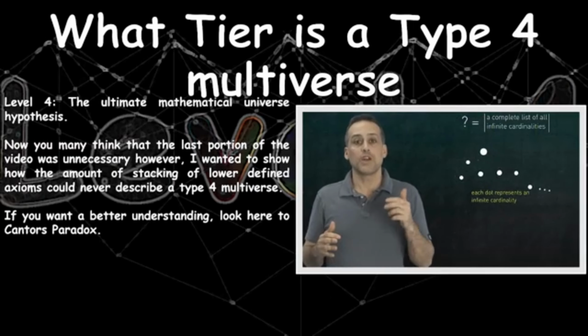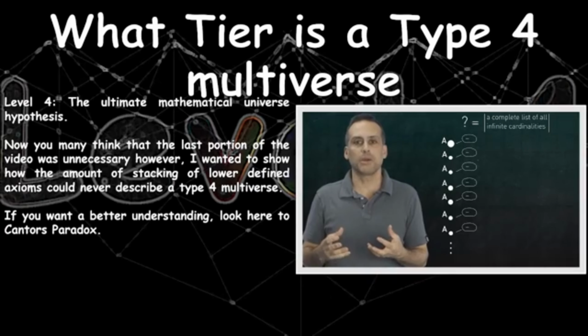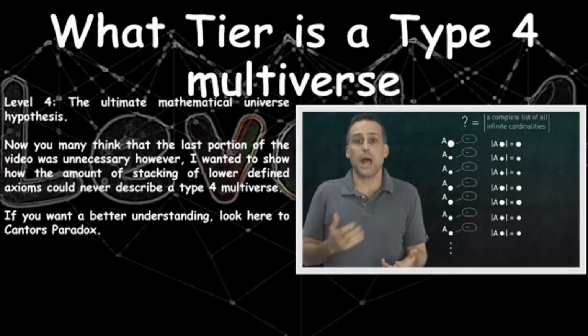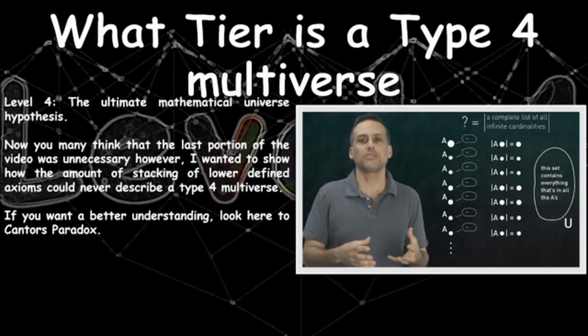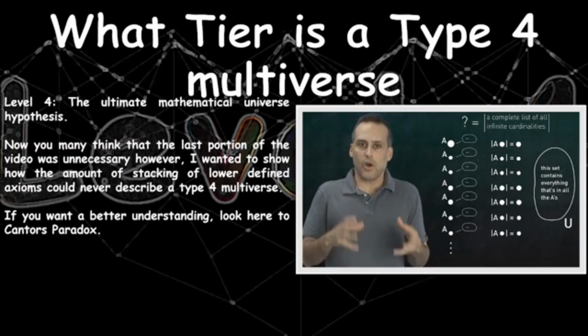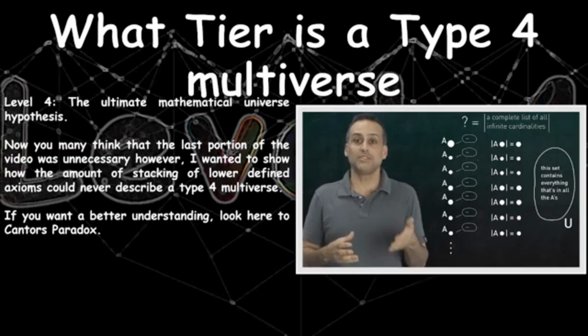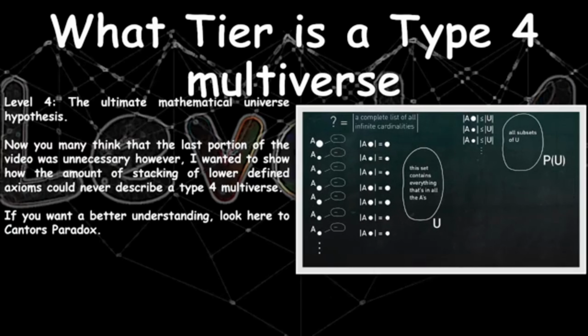And for every cardinality in that collection, let's pick some actual set A that happens to have that size, and let's form the union U of those sets. Now, the infinite cardinality of U has to be at least as great as that of any of the A's that we union together to make it, which means, once again, the cardinality of the power set of U will be strictly greater than all of those cardinalities.